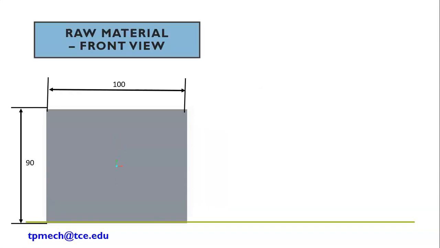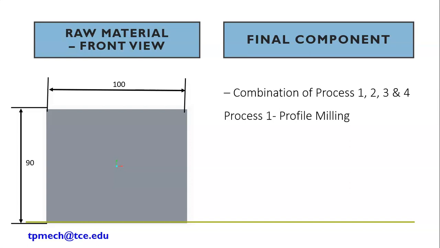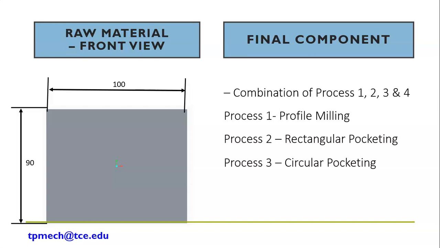So this is the raw material in front view. The final component is a combination of four processes. Namely, number one, profile milling, number two, rectangular pocketing, number three, circular pocketing, number four, drilling. So we have these four processes. The combination of these four we are going to do. So the final component consists of these four processes, right?